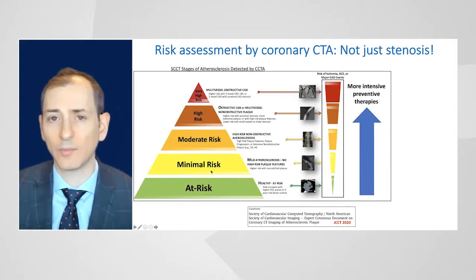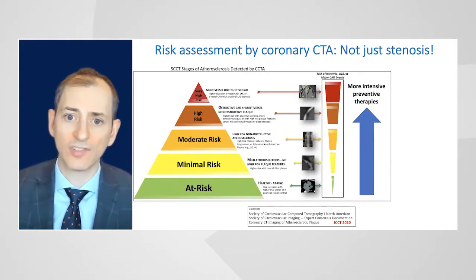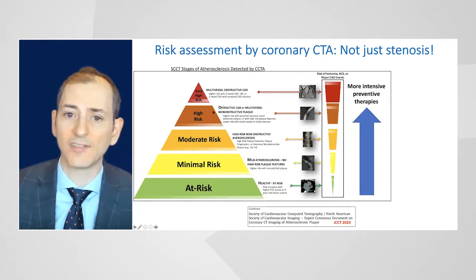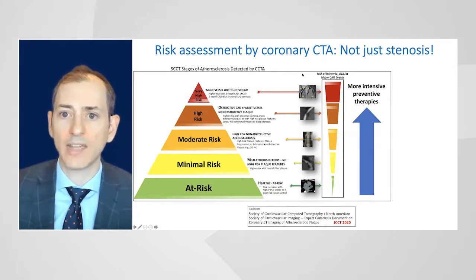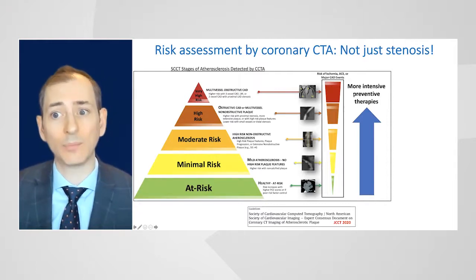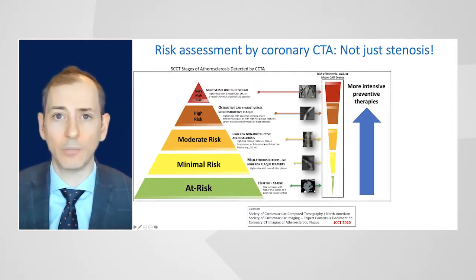risk, and this is from the recent SCCT atherosclerosis guidelines, where we can integrate not just whether patients have plaque, but the amount of plaque, the type of plaque, the extent of plaque, and the extent of stenosis. And ultimately, we can use this to come up with this pyramid to identify who are truly the patients who have the highest risk. And the reason why that is important is because we can then intensify their therapies.